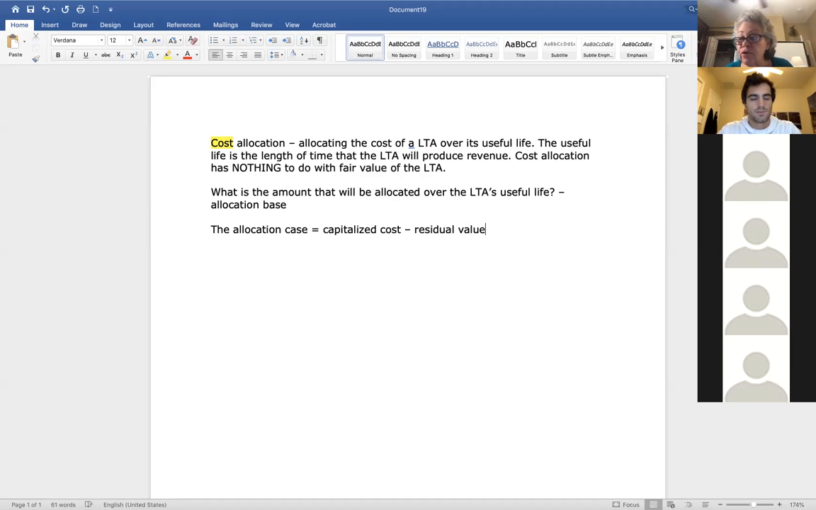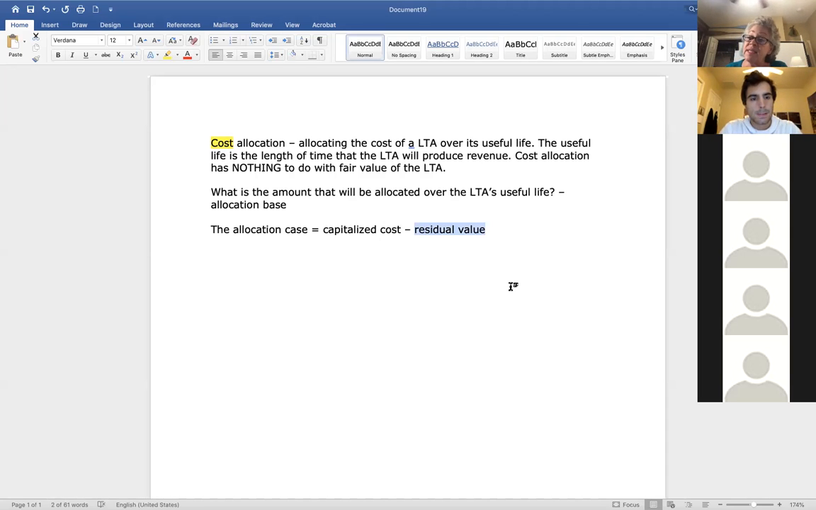If I paid $100,000 for an asset and I anticipate that at the end of the life of the asset I will be able to sell it for... what did I say the capitalized cost was? Say I spent $100,000 on a piece of equipment. So the capitalized cost is 100,000.